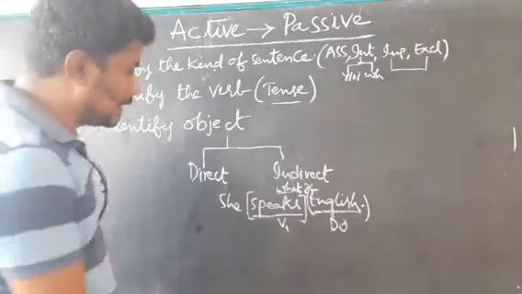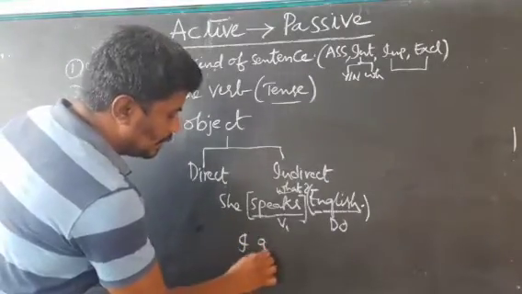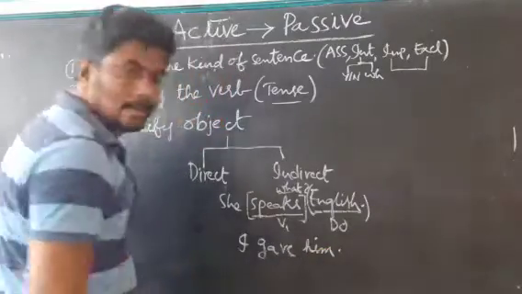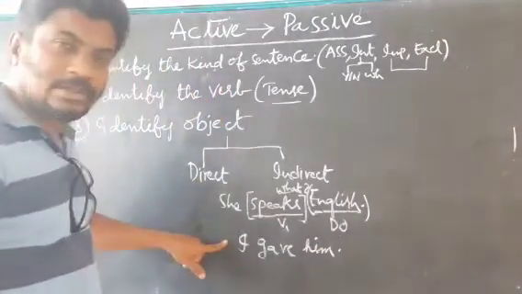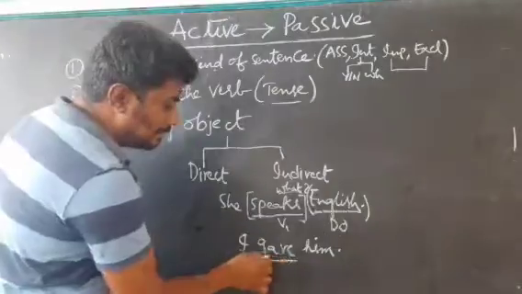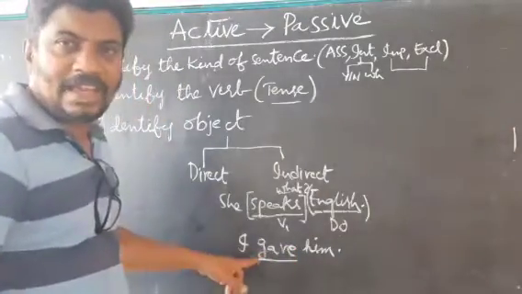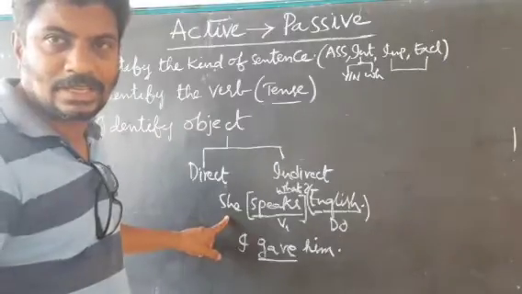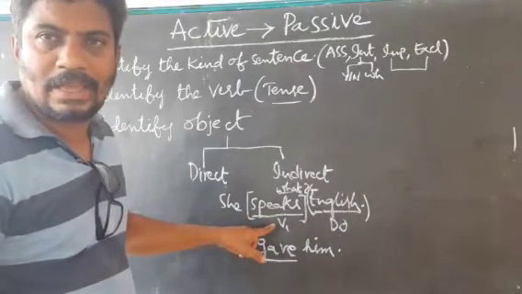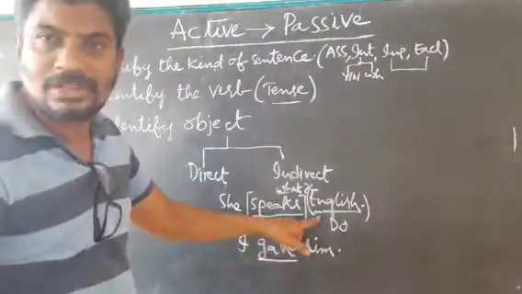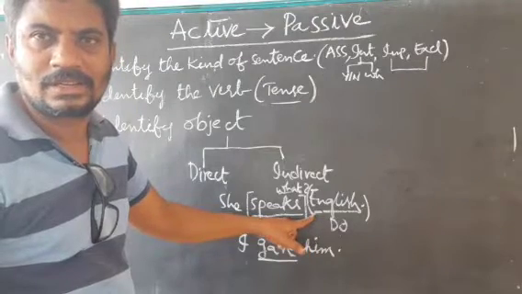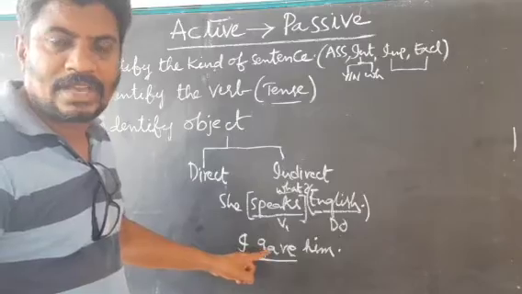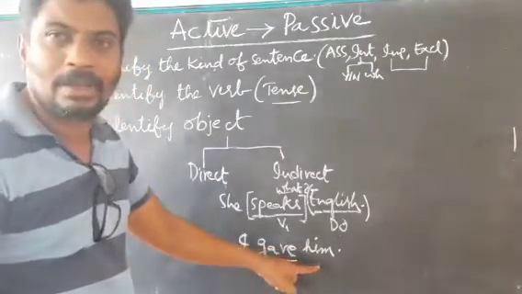In another example, I gave him. Again, it is an assertive sentence and the verb is gave. I, G-A-V-E, gave, him. This is she, S-H-E, speaks, S-P-E-A-K-S, speaks, English, E-N-G-L-I-S-H. This is one sentence, and this is another sentence: I gave him, H-I-M.